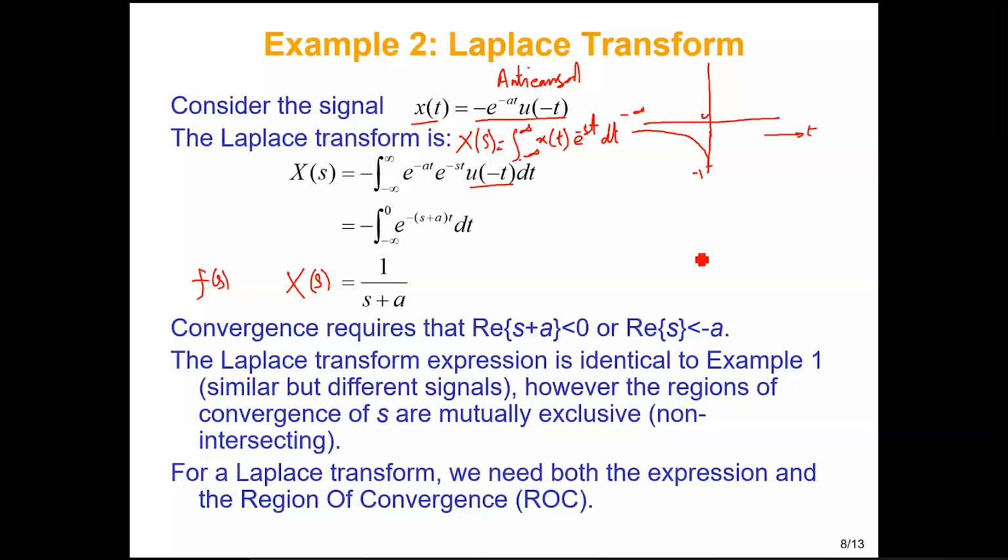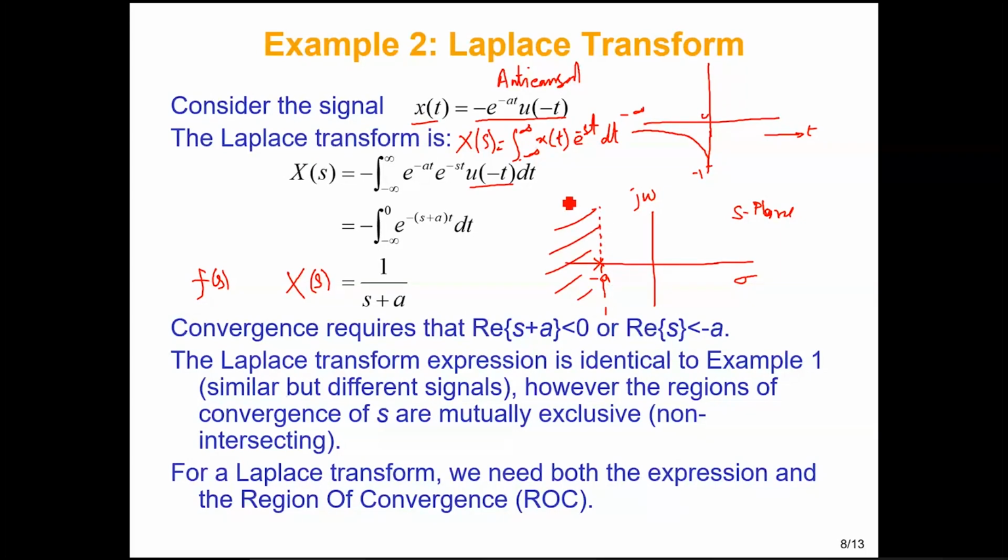But what about the region of convergence? Again, we just plot the pole, which is again located at the same point on the s plane. But because this is now an anti-causal signal, a function, the region of convergence would not be the right hand side, it will be the left hand side. And this is how we actually show this.